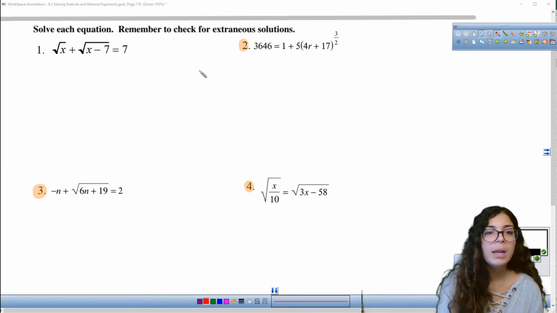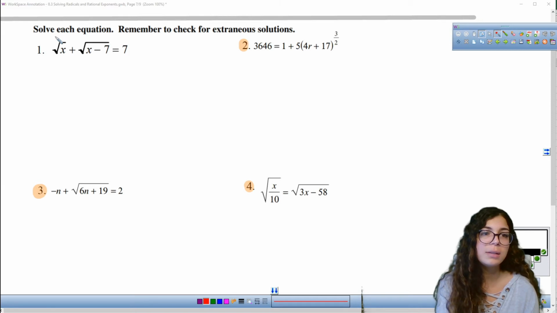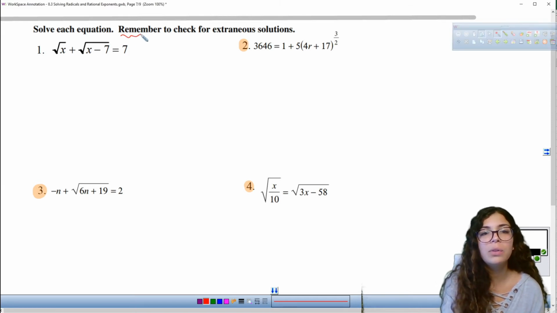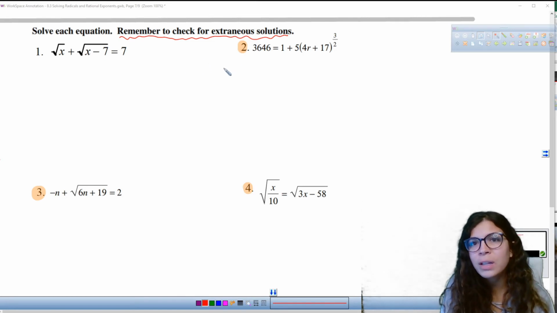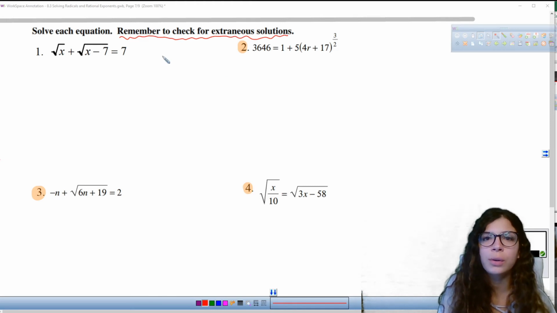Now, this direction does say to solve, and it gives you the reminder to check for extraneous solutions. But usually you won't see that on a question. You should always know that if you have a radical or rational exponent equation, you should check for any extraneous solution. So always check your solution. Okay, I wanted to do number 1 with you because this is a little bit different, right?